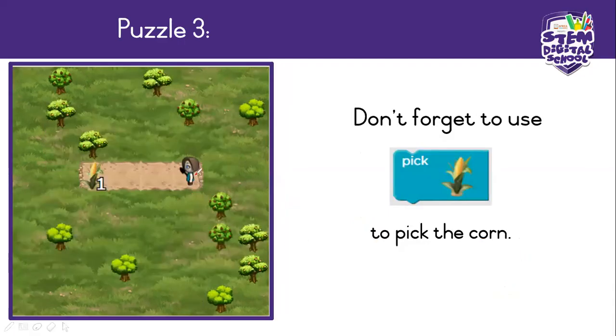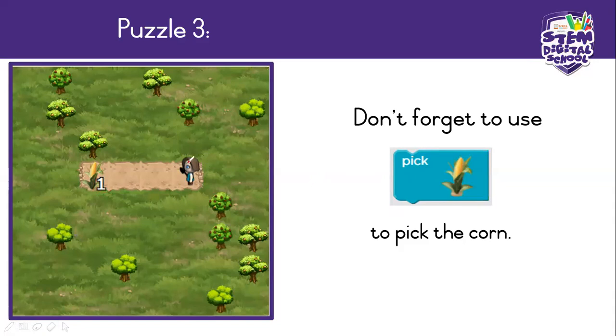Again, it's the same. The harvester needs to pick the corn. Now you see this number 1 here. That means she only needs to pick one corn. Sometimes later on in the puzzles, you'll see it's going to change to 2 or 3. Then it means you have to use a repeat block with pick or use the block twice or however many times it tells you. So you can also see the coding here will be very easy. Let me just quickly erase that.